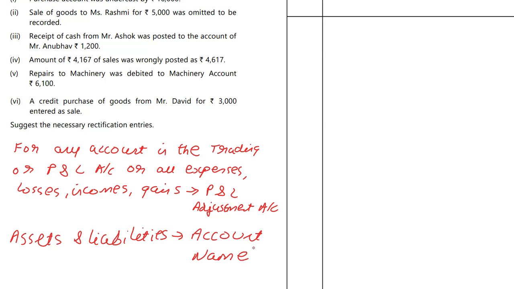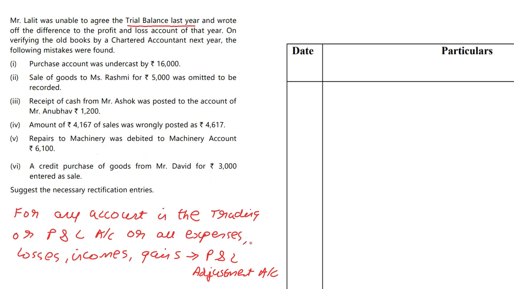Okay, so this is not the same as a regular rectification of errors where we identify accounts, we think of the correct entry, wrong entry, rectified entry, right? Wherever we think of the rectified entry, we have to replace all trading and P&L accounts, all expenses, losses, incomes, and gains with what is called the P&L adjustment account. All right. Now, having said that, we can begin.